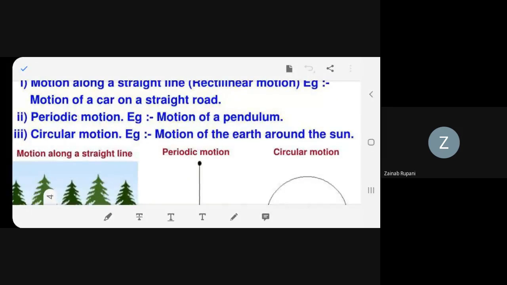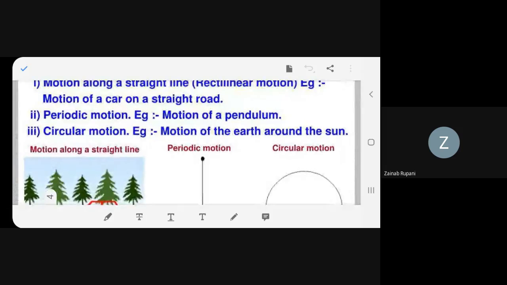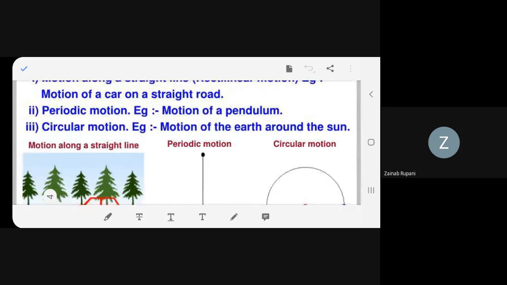Motion of a car on a straight road. Number 2. Periodic motion. Example, motion of a pendulum. Very good. Number 3. Circular motion. Example, motion of the earth around the sun.